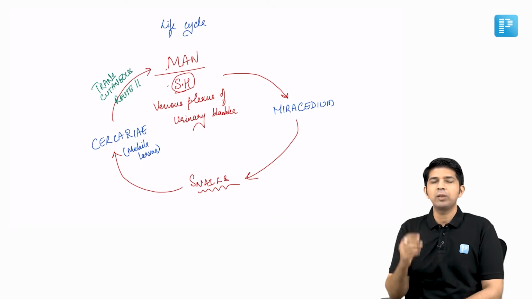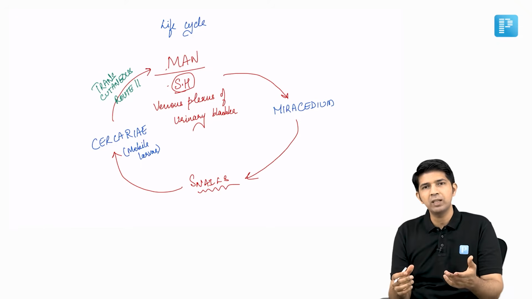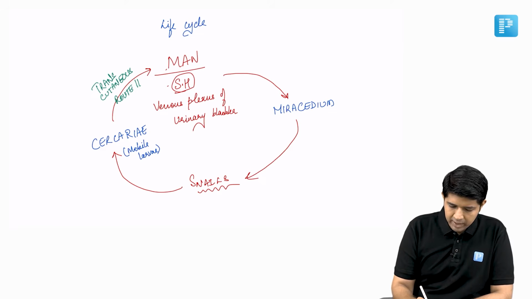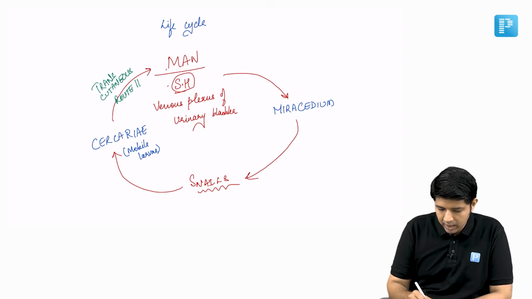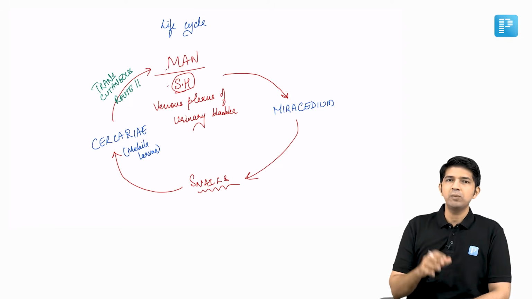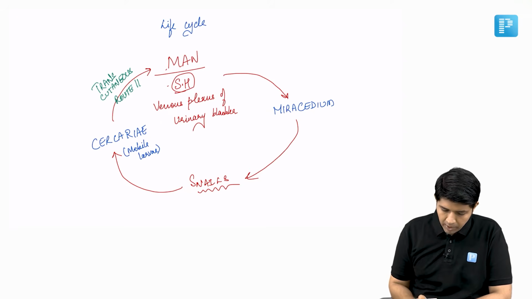Through the transcutaneous route, that means through the skin, it enters the patient, and once it enters the bloodstream, it will eventually find its way to the venous plexus of the urinary bladder, and then this entire cycle continues. Okay, so this is basically the life cycle of Schistosoma haematobium.